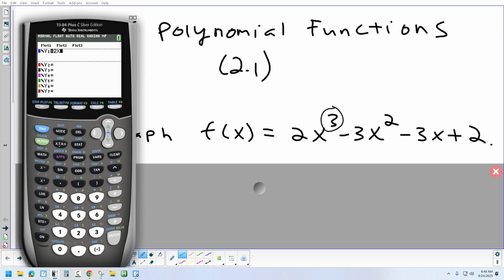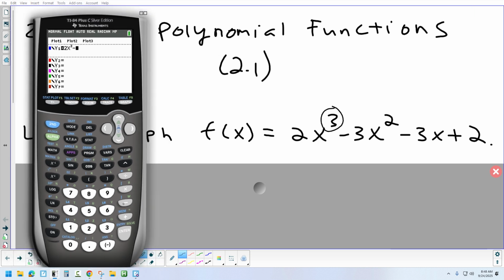The exponent button is right below the clear sign above the division. Once you press that and do an exponent of 3, you need to press the right arrow to get out of the exponent, because I have more to type that's not an exponent. So minus 3x squared minus 3x plus 2.